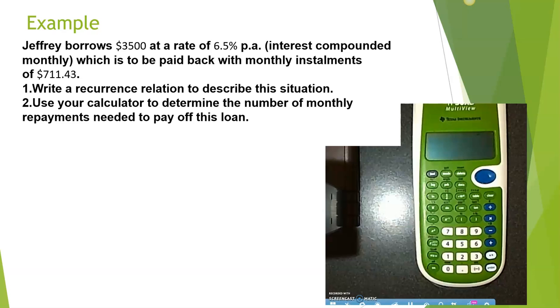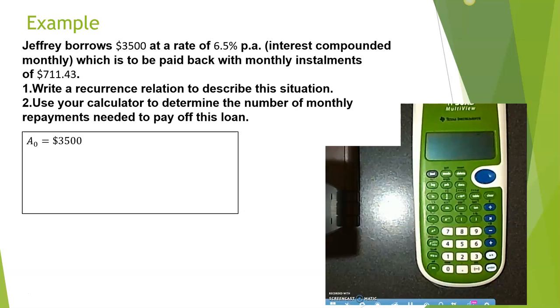So I'm going to take an example. Jeffrey borrows $3,500 at a rate of 6.5% per annum, and the interest is compounded monthly. It's going to be paid back in monthly instalments of $711.43. The question says, write a recurrence relation to describe the situation, and then use the calculator to determine the number of months required to pay off this loan.